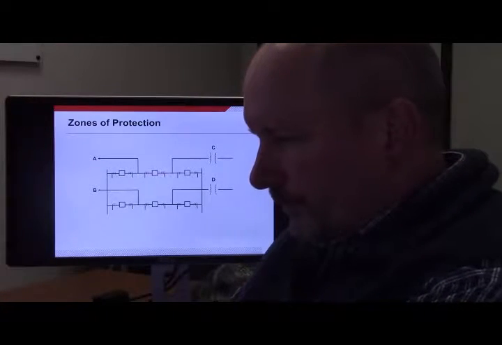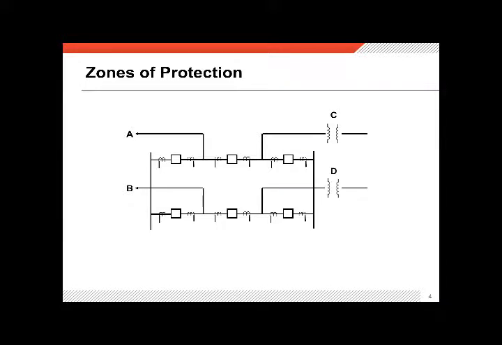Now, for the transmission line, this is a circuit breaker, obviously. These are current transformers. Notice you have 2 breakers here, and if you open 2 breakers, you have isolated that transmission line from the rest of the substation.